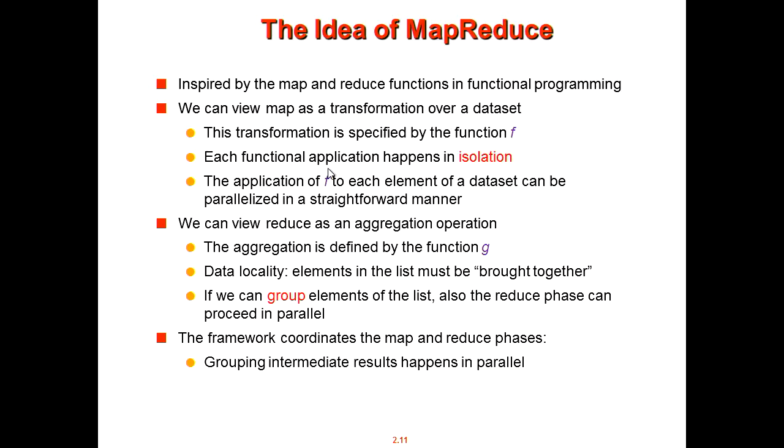In MapReduce, you can view map as a transformation over a data set. This transformation is specified by function f, and each functional application happens in isolation. On different machines, these functions f are used to deal with different sets of data, so they do not depend on each other. The application of f to each element of the data set can be parallelized in a straightforward manner, since it just needs to deal with the data it receives. And f is defined by us. And we can view reduce as an aggregation operation.